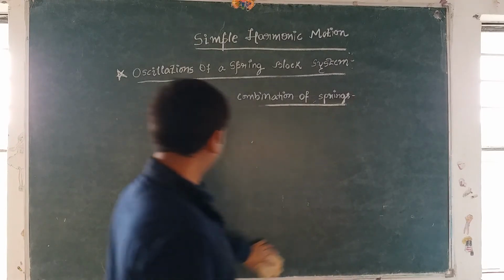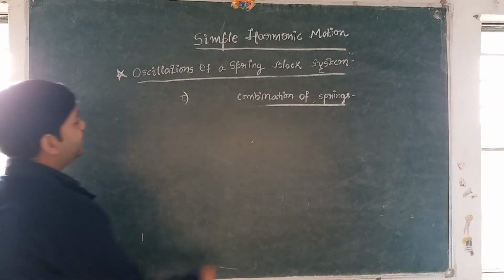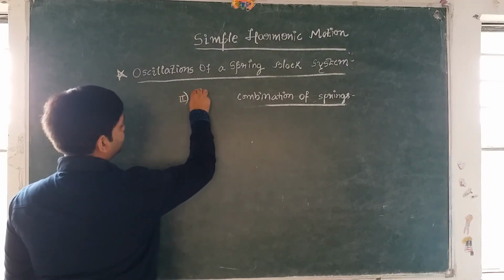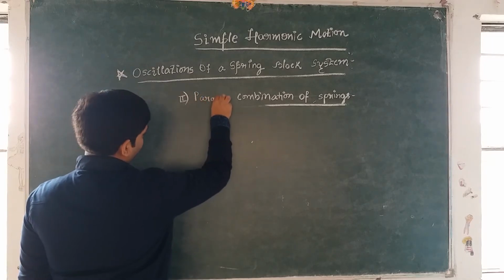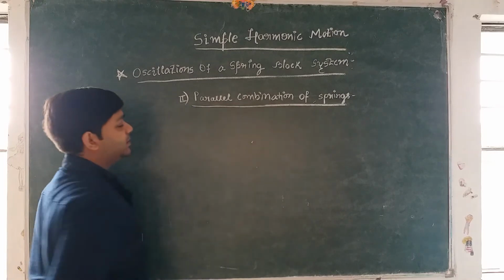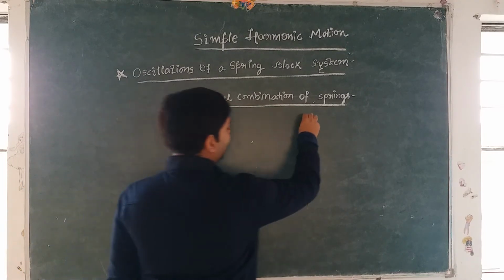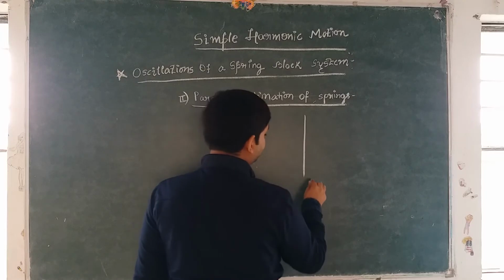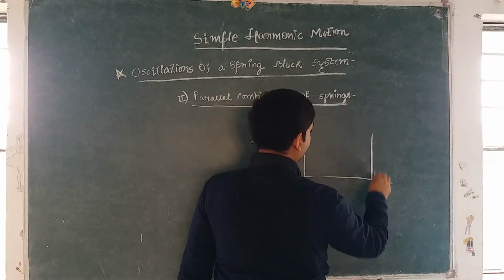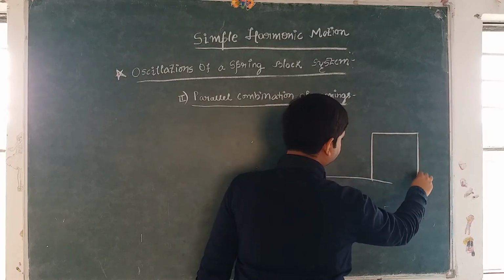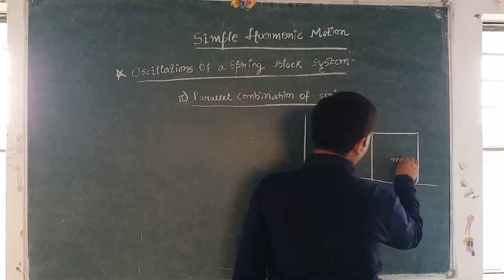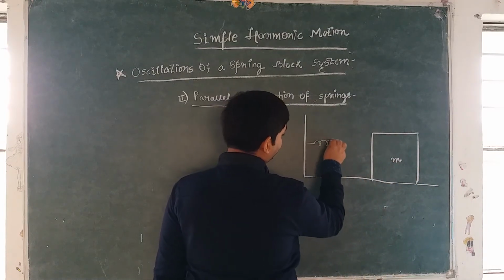So now we are going to discuss case 2, which is the parallel combination of springs. So let's say we have a parallel combination of springs as follows. This is a block of mass m, and two springs are connected in parallel as shown.